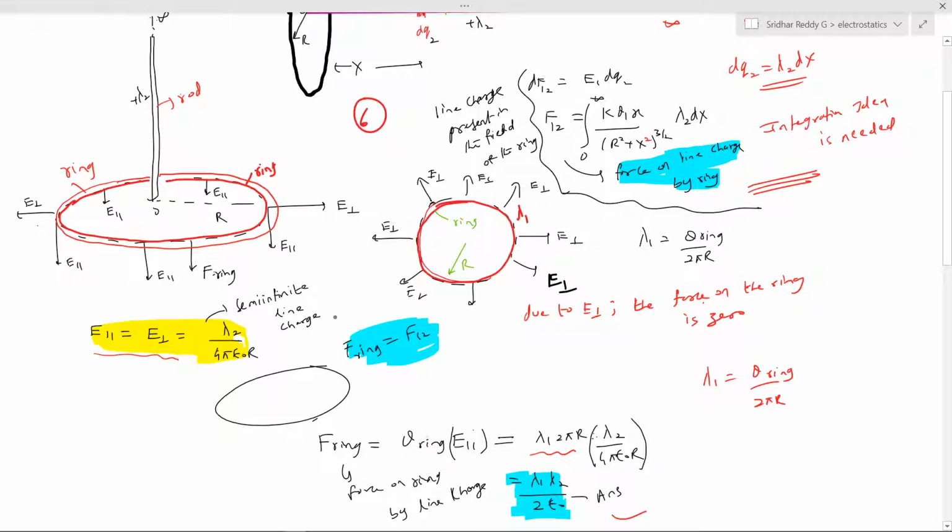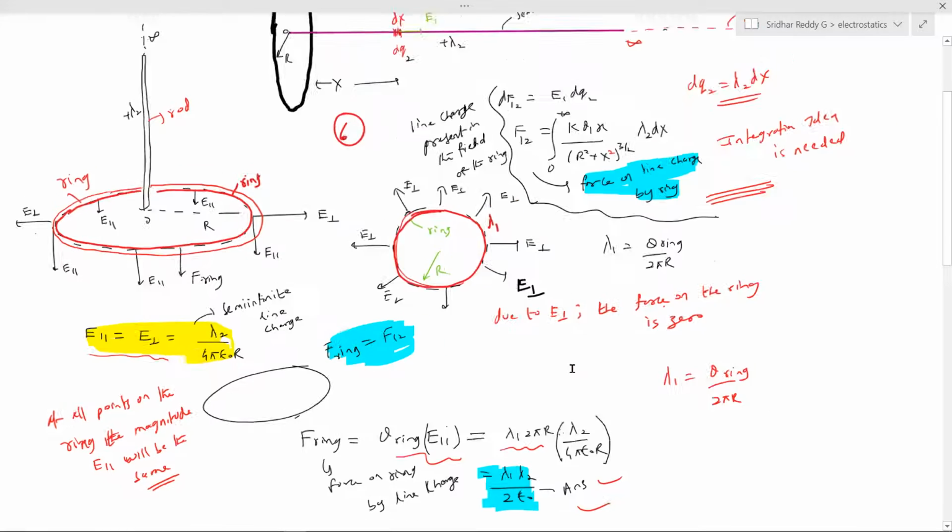So how are you writing? What is the total charge? Because at all points on the ring, the magnitude of E parallel will be the same. At all points on the ring, the magnitude of E parallel will be the same. So therefore, charge into the electrostatic field, component of field.